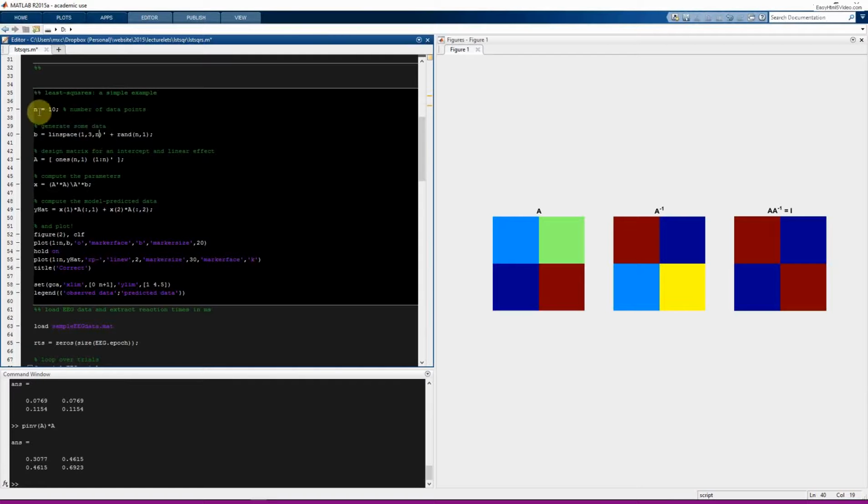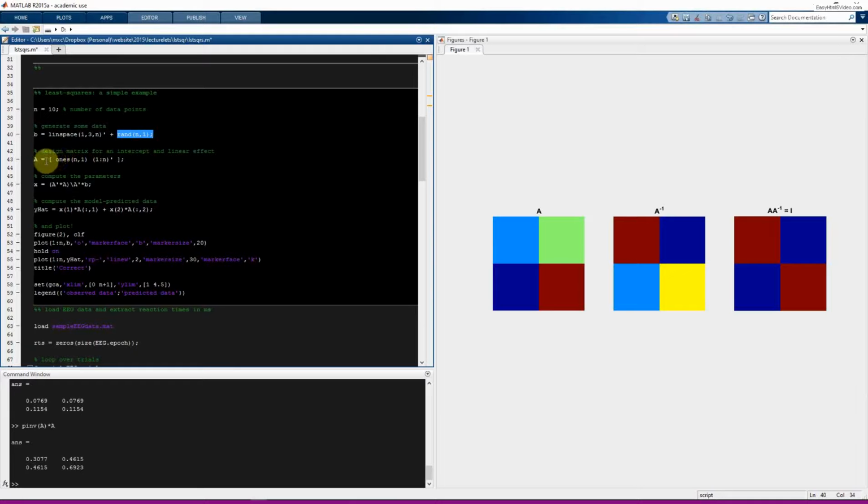Because here n is soft-coded, which is good. That's what it should be. But here n was hard-coded to be 10. So it would work in this case, but if you wanted to try it with 12 numbers, then this wouldn't work. So shame on me. Anyway, so B is going to be linearly spaced numbers between 1 and 3 plus a bit of noise.